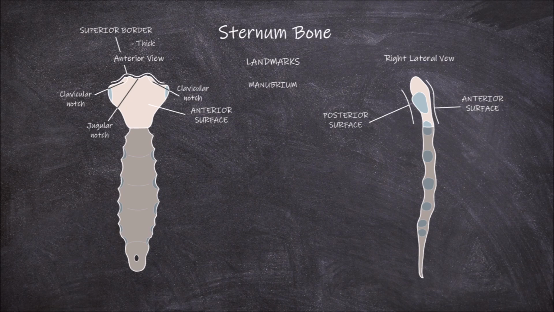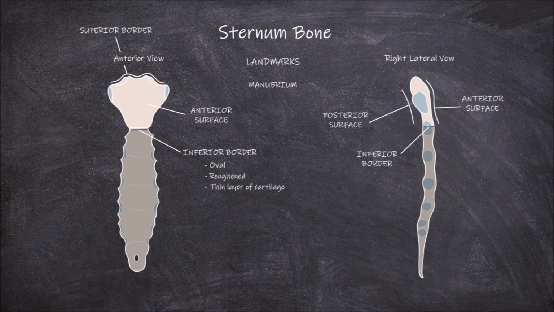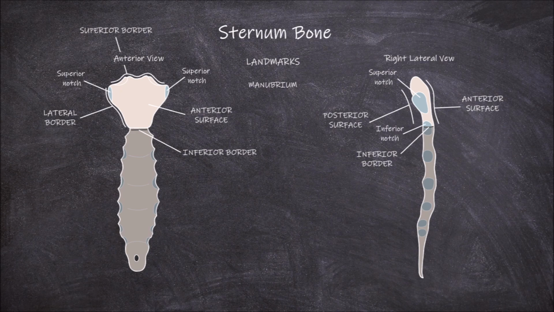The second border is the inferior border. This border is oval in shape and roughened. It has a thin layer of cartilage on it, which is for articulation with the body of the sternum bone. The third and fourth borders are the two lateral borders. Each of these borders has two notches, a superior notch for articulation with the first costal cartilage, an inferior notch for articulation with the second costal cartilage. Between these two notches, the surface is curved.